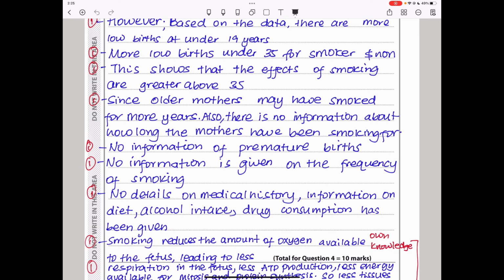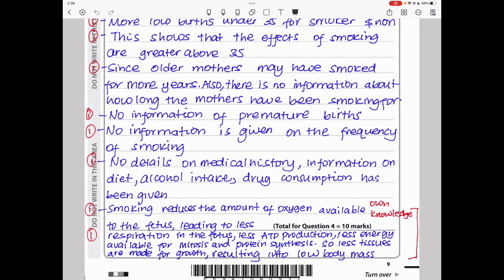What if somebody is on drugs? We know sometimes drugs can lead to having children who are of low mass. We do not know what diet the mothers have been eating. Are they eating healthily? Are they eating well? Do they take alcohol? All those could be contributing factors. Another part is smoking. Smoking reduces the amount of oxygen availability. So this is correct. This is fact.